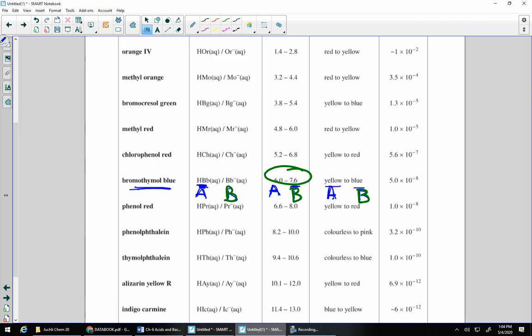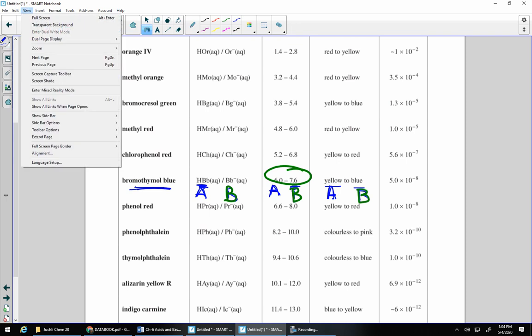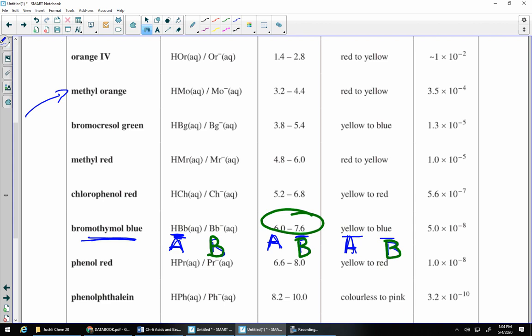Methyl orange. You see methyl red? Here's methyl orange right here. Let me zoom in on this a little bit more. There we go. So I'm looking at methyl orange. Here it is right here. So I've got the more acidic form, I've got the more basic form, or low pH, high pH. It tells me that my pH range is 3.2 to 4.4. So 3.2 is on my more acidic side, and 4.4 is on my more basic side.